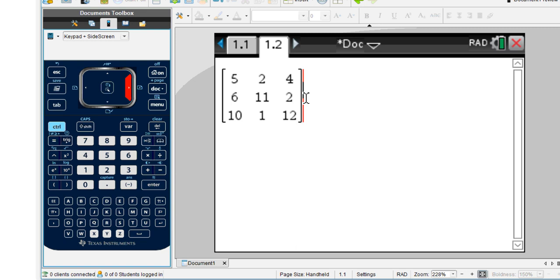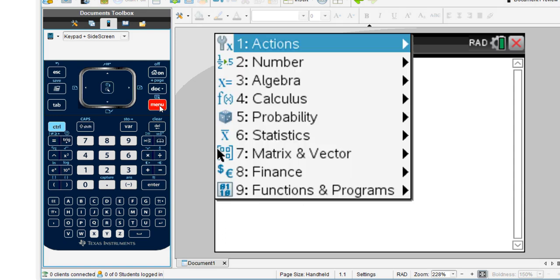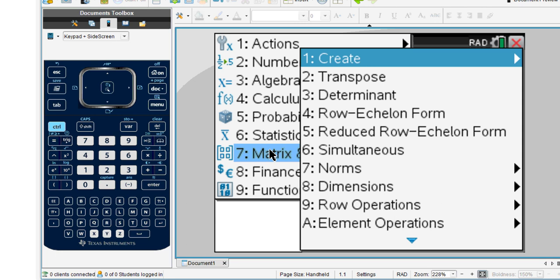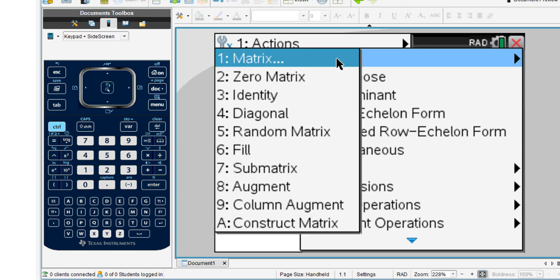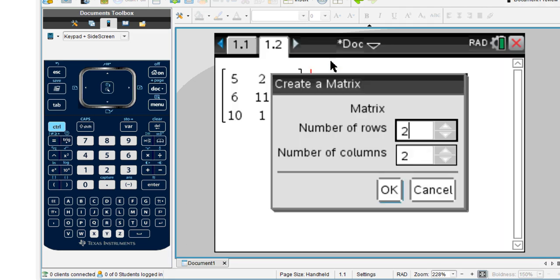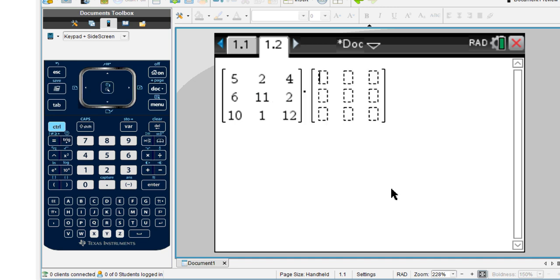We move the cursor to the right, and we're going to multiply, and we're going to get matrix B. To get that, again, where do we find it? Menu, 7 matrix and vector, create matrix. And again, we want a 3x3 for matrix B.